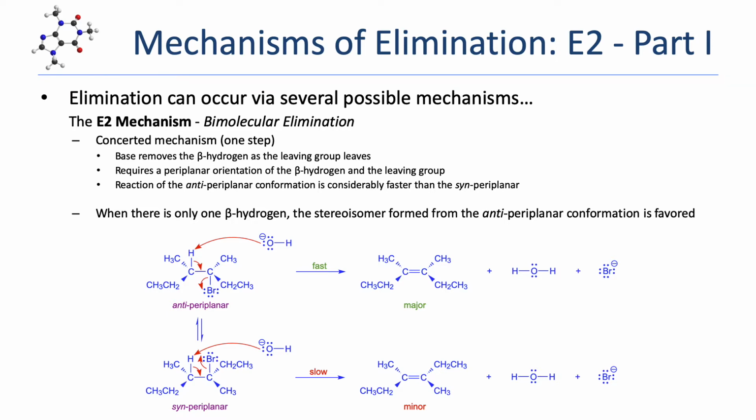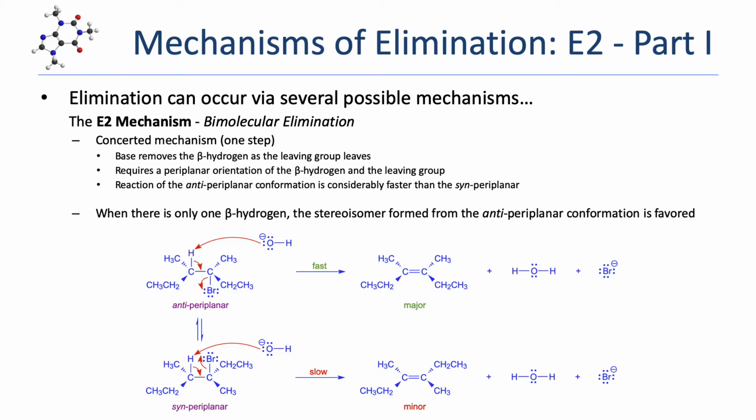Because of free rotation, there are actually 2 conformations in which the leaving group and the beta hydrogen can be in the same plane. The anti-periplanar conformation places the leaving group and the hydrogen anti to one another, pointing in opposite directions. The syn-periplanar conformation places the leaving group and the beta hydrogen syn to one another, pointing in the same direction. It turns out that reaction of the anti-periplanar conformation is considerably faster than the syn-periplanar conformation.